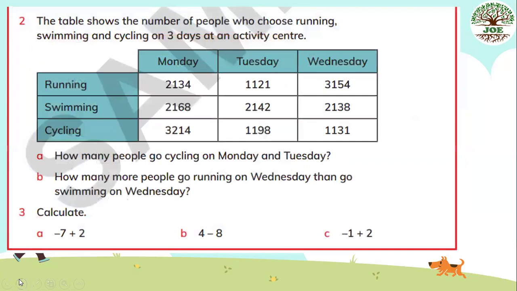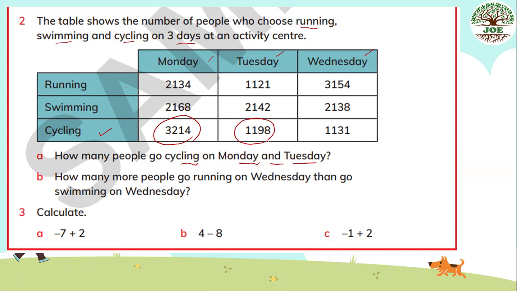Number 2. The table shows the number of people who choose running, swimming, and cycling on 3 days at an activity center. The 3 days are Monday, Tuesday, and Wednesday. Part A, how many people go cycling on Monday and Tuesday?